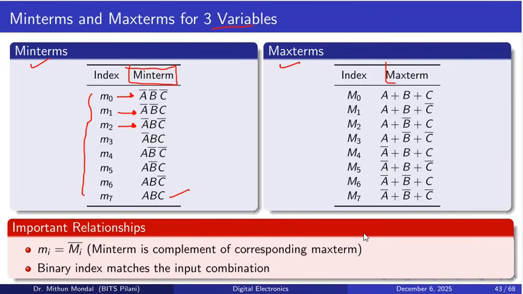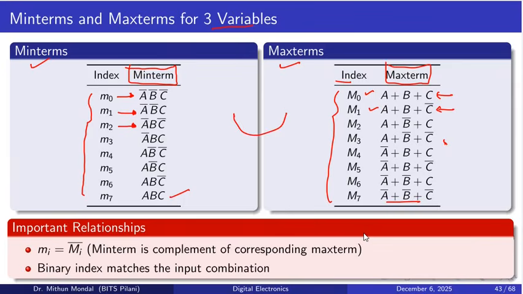When we talk about the max term, we represent the index with the capital letter M, from 0 to 7, and here we have the form of a sum. So a plus b plus c is M0, a plus b plus c bar is M1, and these continue till M7, where we have all the variables complemented in the summation.